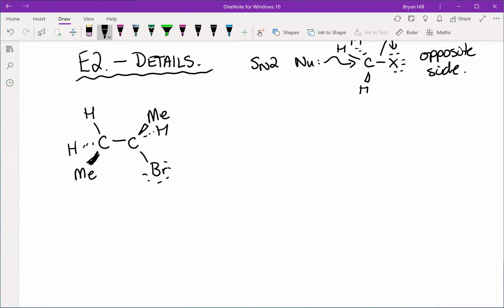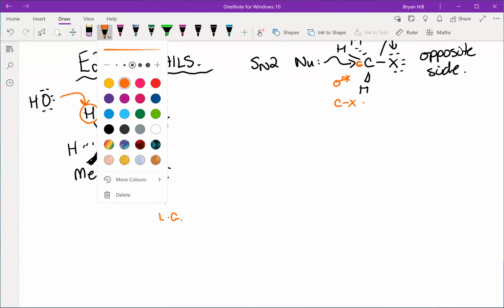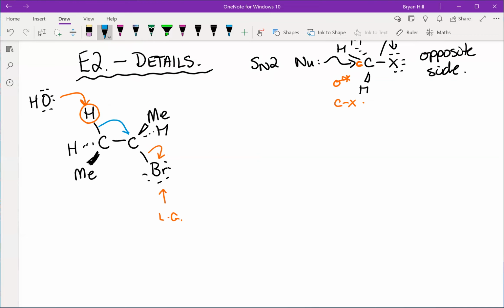So in the previous example I showed above, let's say our base is just hydroxide. I specifically removed the proton that was on the opposite side of the leaving group. And then these electrons moved here, and these electrons moved there. Remember that in our SN2 reaction the electrons were moving into the sigma star orbital of the carbon-X bond. Here, let's change the color of this arrow to blue. These electrons, when forming the pi bond, are moving into the sigma star orbital of the carbon-bromine bond. And to do this, this proton has to be on the opposite side of the leaving group.